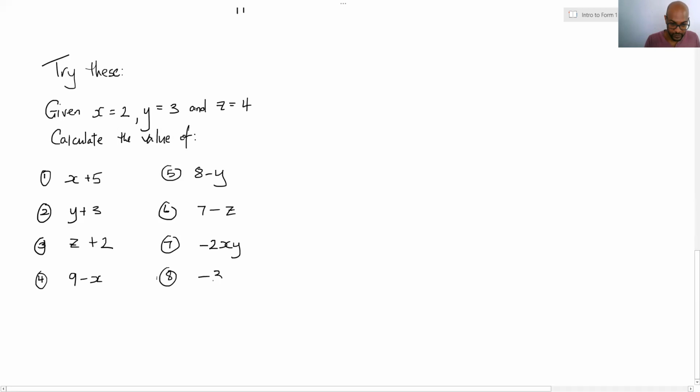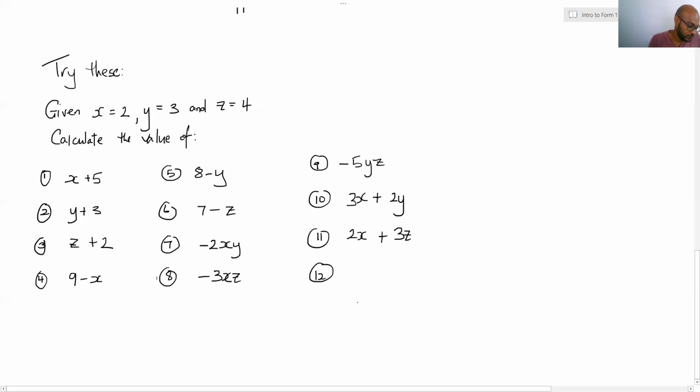Negative 3xz. Minus 5y. 10, let's do 3x plus 2y, 11, 2x plus 3z, 12, 4y plus 3z.